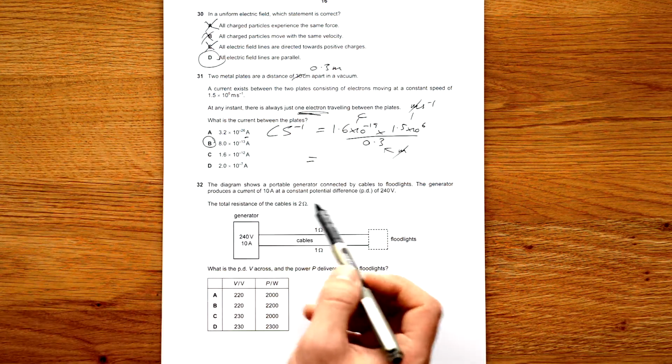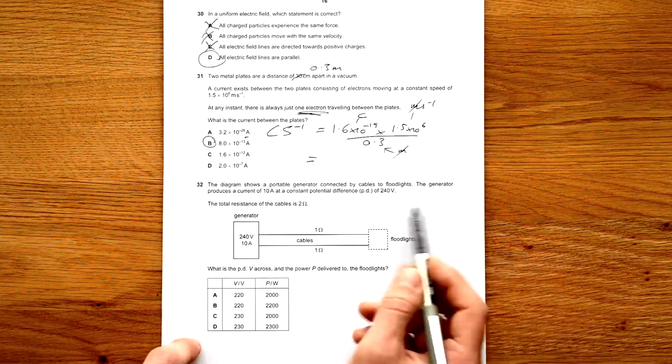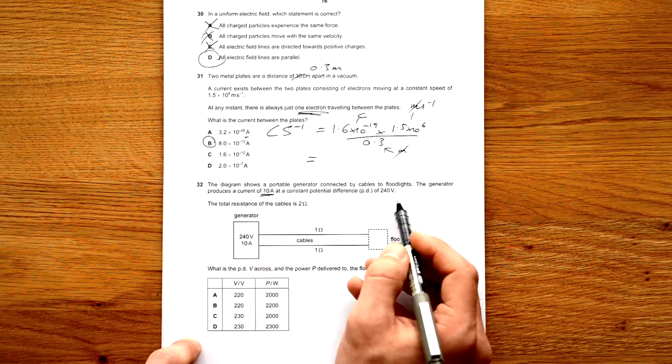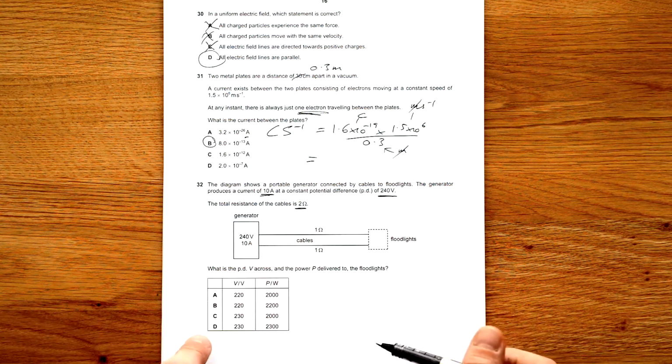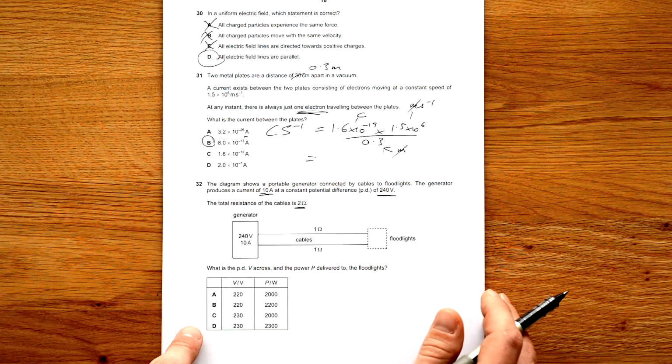32, the diagram shows a portable generator connected by cables to floodlights. The generator produces a current of 10 amps, constant PD of 240 volts. The total resistance of the cables is 2 ohms. What is the PD across and the power P delivered to the floodlights?